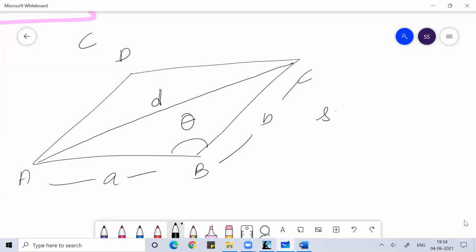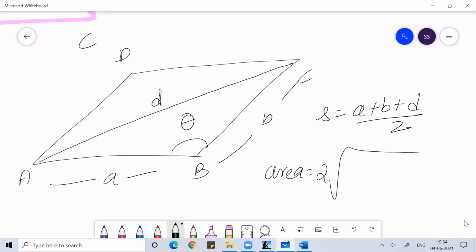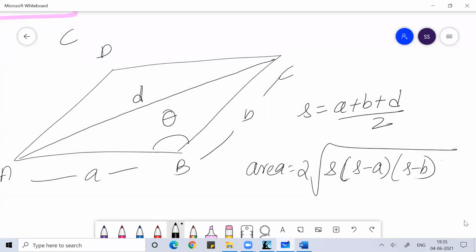What is the semi-perimeter? S is A plus B plus D by 2. Then the area would be double, because there are two triangles: 2 into the square root of S into S minus A into S minus B into S minus D. Understood this? Heron's formula you can use it here.